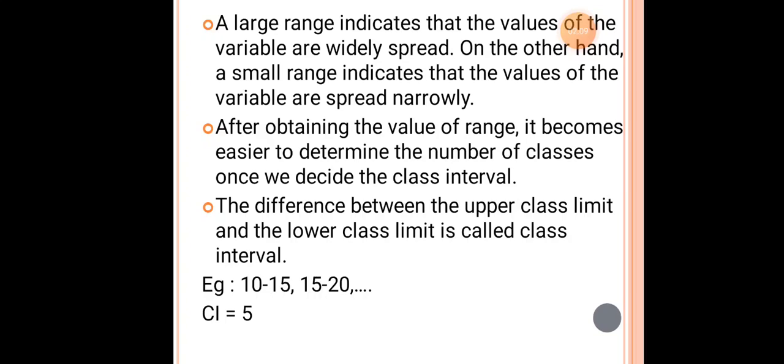Next, after obtaining the range, that is the largest value and the smallest value, it becomes easier to determine the class interval. So what is class interval? We studied in the earlier session that it is the difference between the upper class limit and the lower class limit. In this example, 10 is the lower class limit and 15 is the upper class limit. So the class interval is 15 minus 10. Based upon the class interval we can even ascertain the classes.